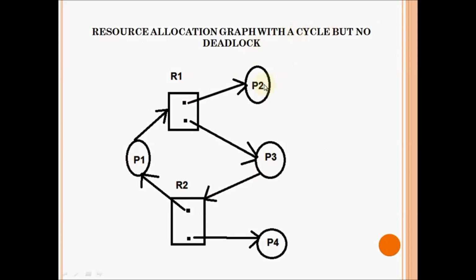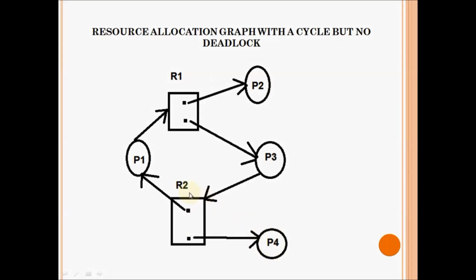So you can see here P2 is having the resource R1. So P2 can complete its execution without any problem because P2 is already having the resource that is needed by it. Now in the same way P4 can also complete its execution without any problem because P4 is already having resource R2 for completion of its execution.